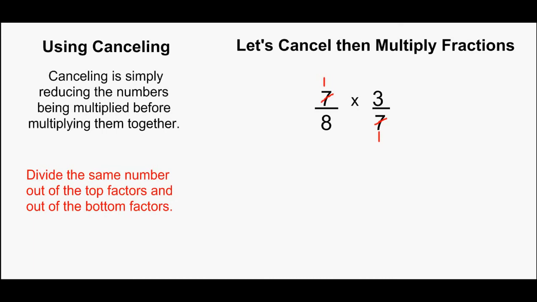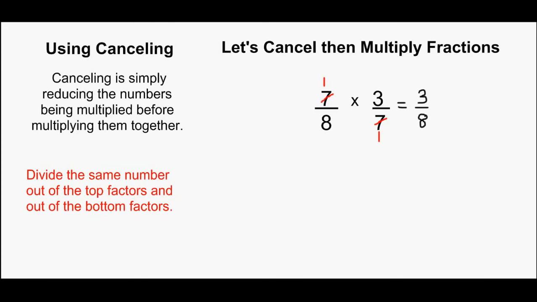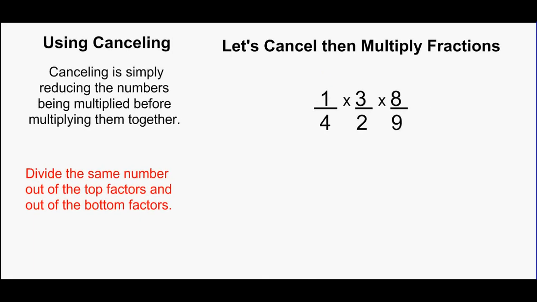Let's try another one. 7/8 times 3/7. I can divide 7 by 7 and get 1 on top, I can divide 7 by 7 and get 1 on the bottom. Now I multiply straight across. 1 times 3 is 3. 8 times 1 is 8. My answer is 3/8.